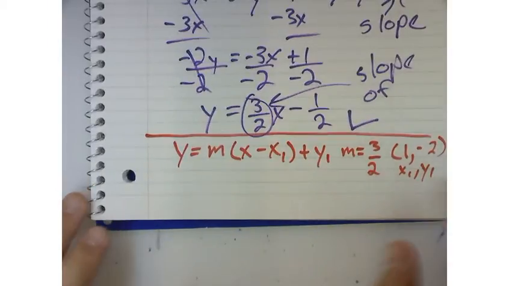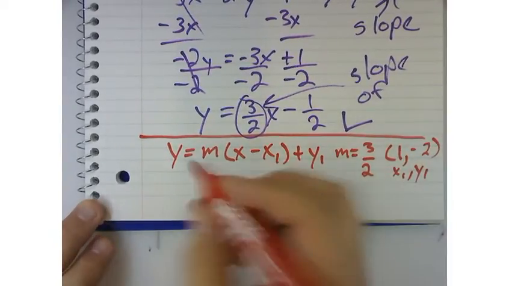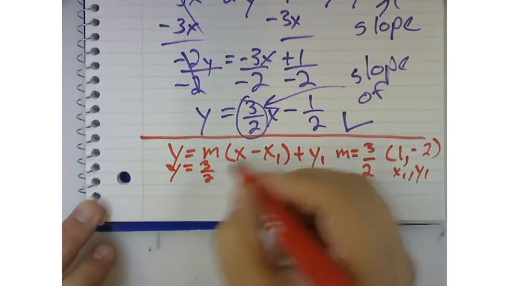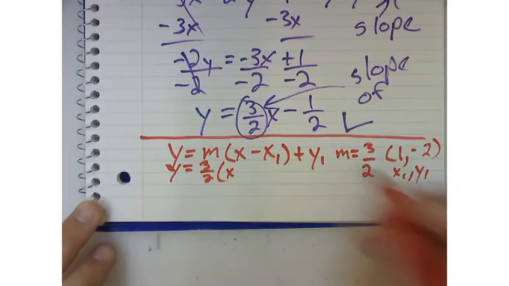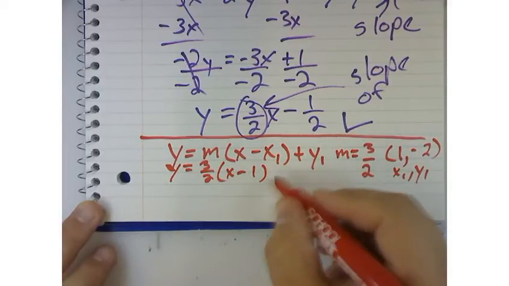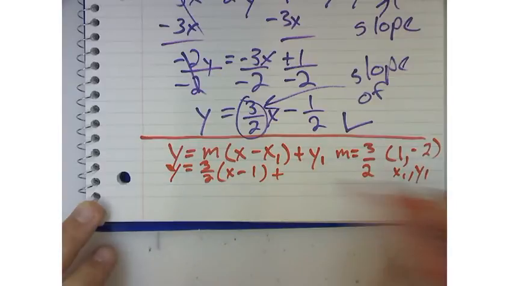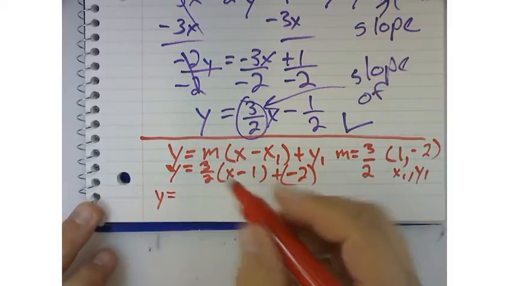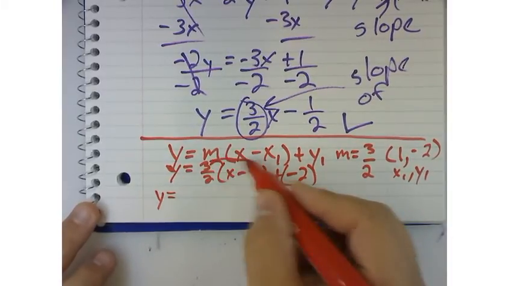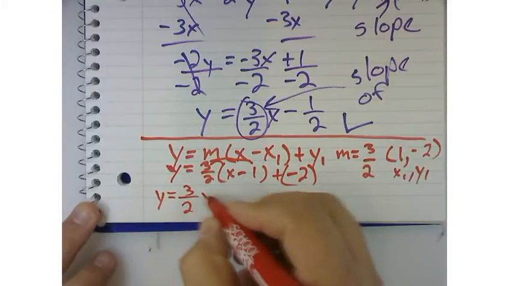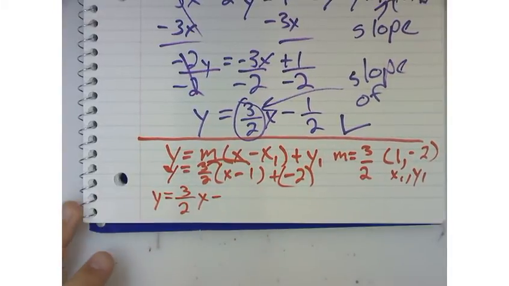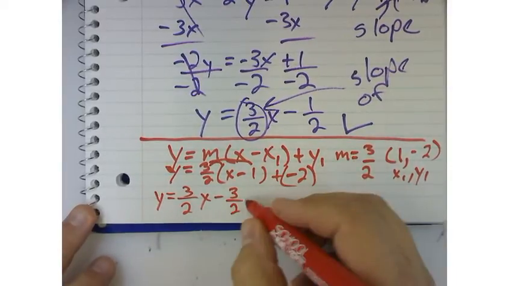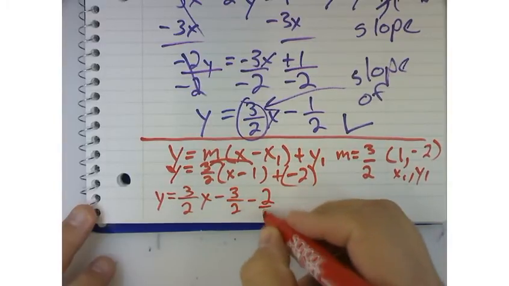Okay? And so I'm just going to plug all that information in and then combine like terms and reduce and stuff. So I've got 3 halves times x minus 1 plus 2. No, negative 2, right? So in my next line, I'm going to get y is equal to, I'm going to distribute the 3 halves through the parentheses. So I get 3 halves x minus, what's 3 halves times negative 1? Negative 3 halves. And then I have minus a whole 2, but I might write that as 2 over 1.